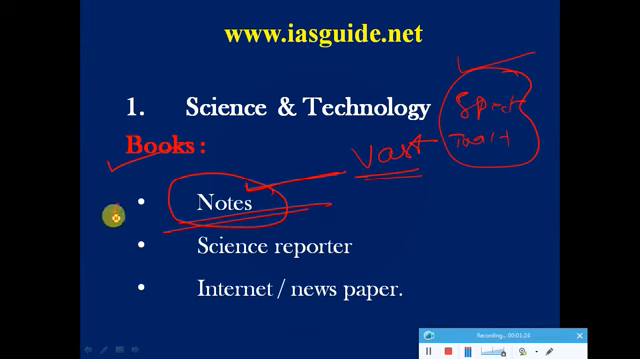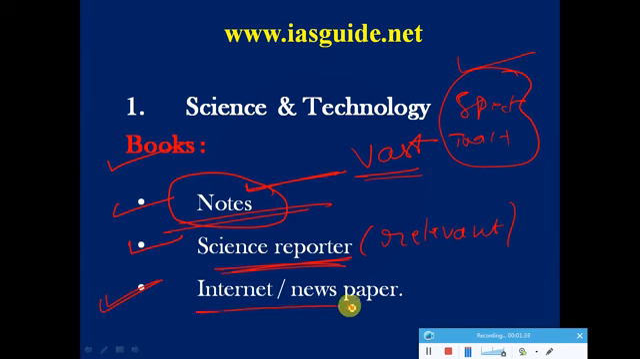Okay, apart from these notes, you should go for Science Reporter magazine. Very nice magazine. Only relevant articles you have to study in this Science Reporter magazine. After that, you have to go for newspaper based science and technology reading. See, in this science and technology section, a very small percentage of static concepts will come, whereas a high percentage of current oriented concepts will come in the examination. That's the reason science and technology has to be studied from a current affairs point of view.